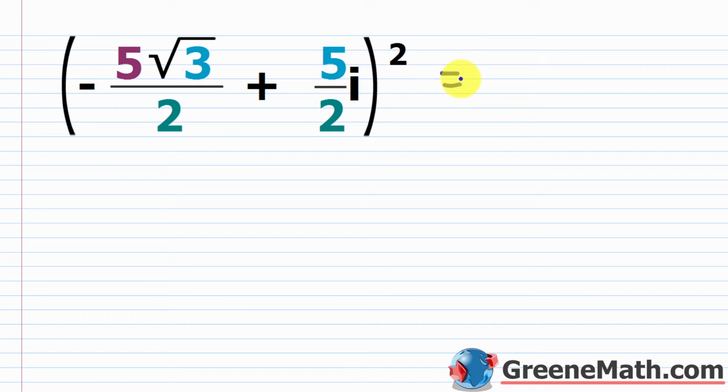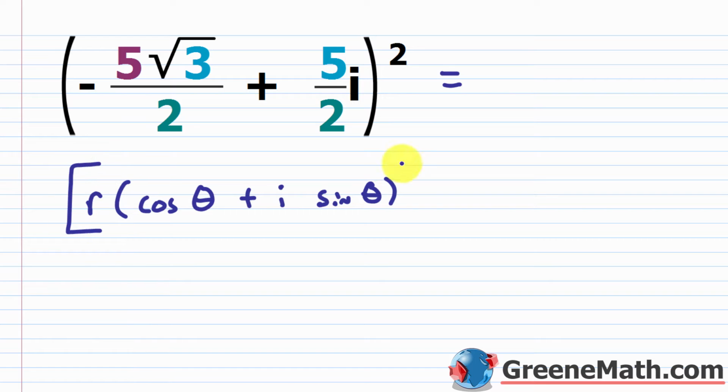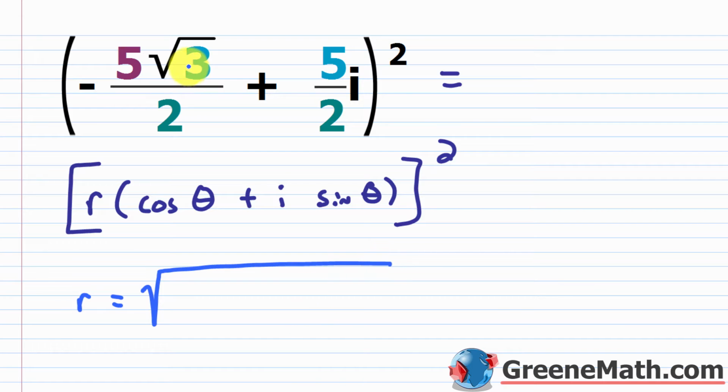So I'll say this is equal to, I'm going to put my r times the quantity cosine of theta plus i times the sine of theta, okay? And this is going to be squared. So I'm going to fill out my r and my theta. To get those, remember, your r, which is the absolute value of the complex number, is the square root of, you're going to take your real part, which is the negative of 5 times square root of 3 over 2, and you're going to square this, and then plus you're going to take your imaginary part, which is 5 over 2, and you're going to square this.